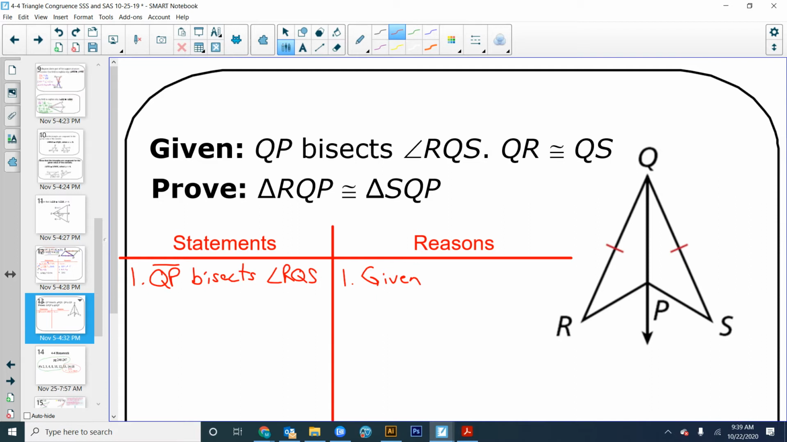Do we want to write the other given on the same line or save it for later? Same line. Sure. All right, so QR also is congruent to QS. We've set it, so let's label it. QR congruent to QS. I labeled it with a tick mark.